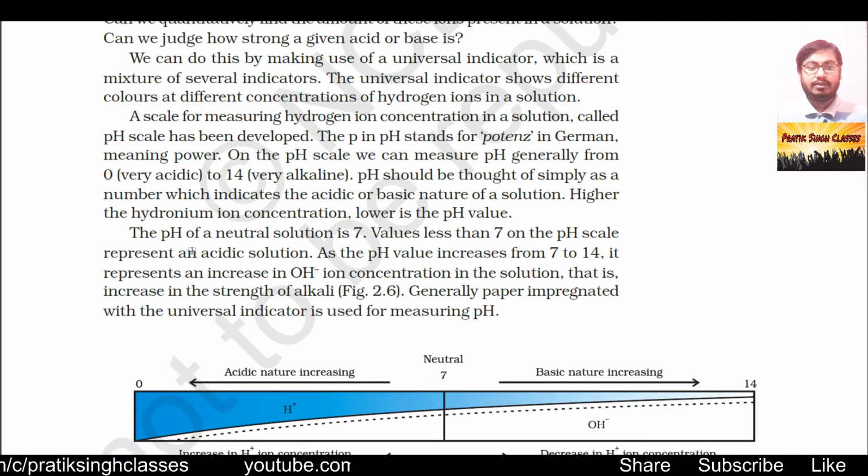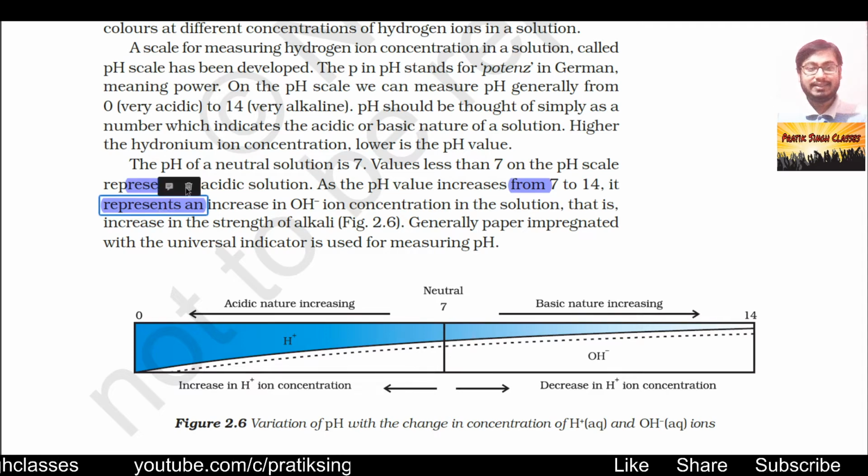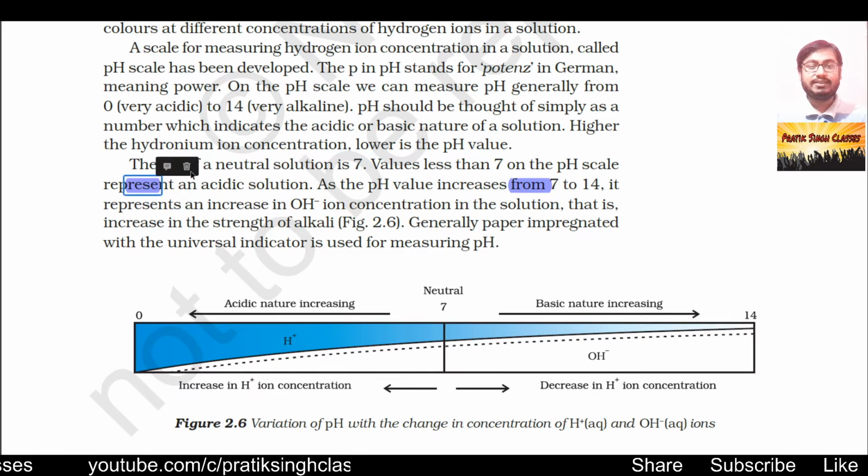The pH of a neutral solution is 7. Values less than 7 on the pH scale represent an acidic solution. As the pH value increases from 7 to 14, it represents an increase of OH minus ion concentration in the solution, that is, an increase in the strength of alkali, an increase in the strength of bases.